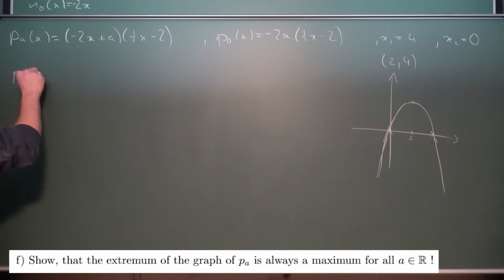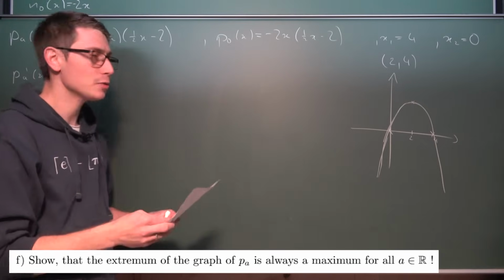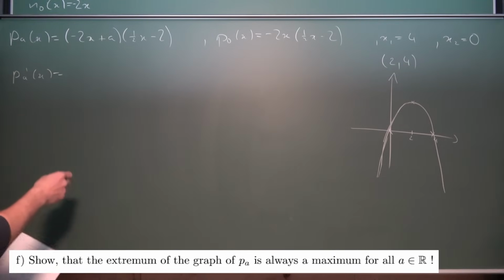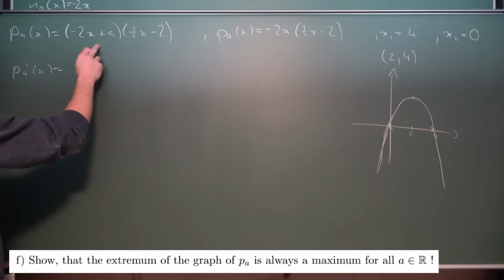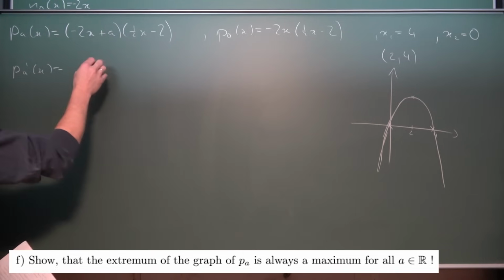Gonna calculate P_A prime, and then we are going to find out for which value of a we are going to get a maximum probably, and if it's always a maximum. Now if we differentiate this, we can make use of the product rule, for example, or we could just write everything out and see what we get.